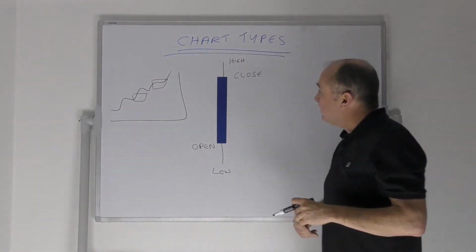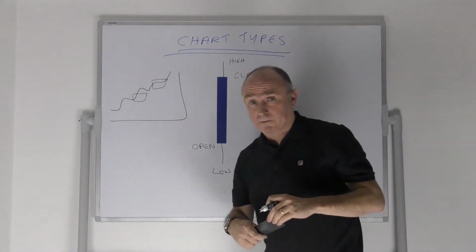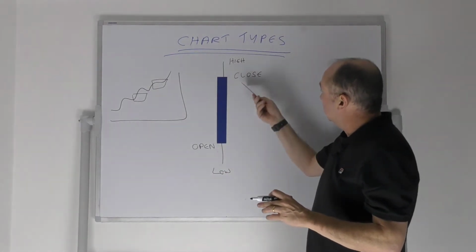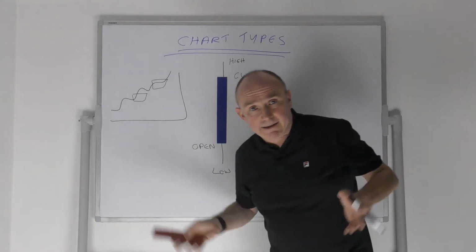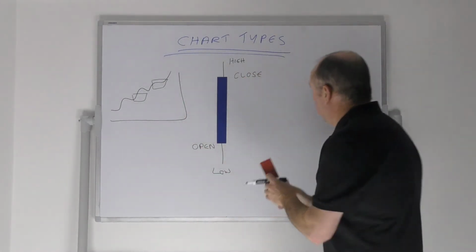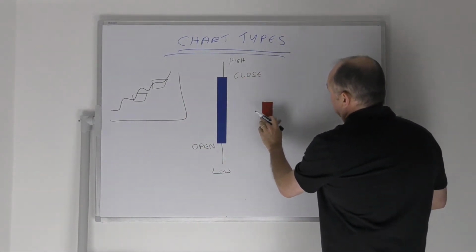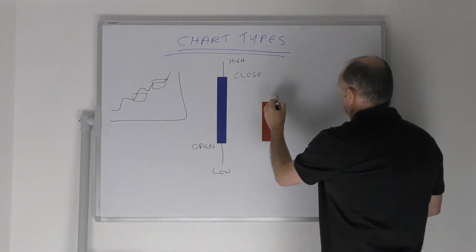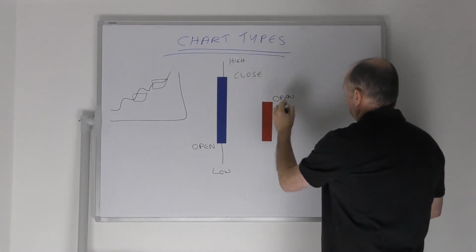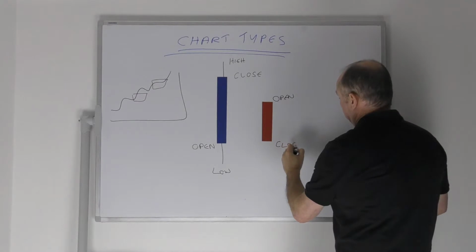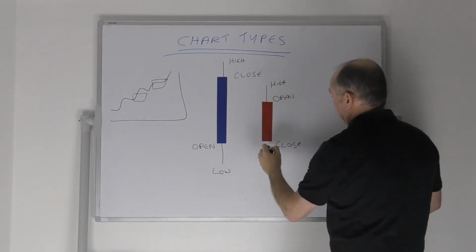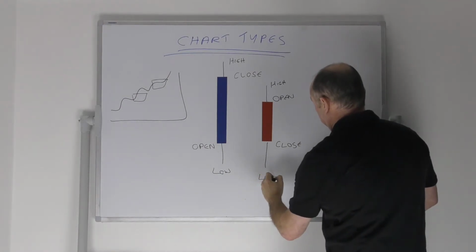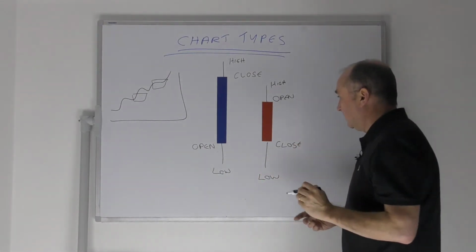So it shows us 5 parts of price action. It shows us the open, the close, the high and the low, and the fact that it's blue indicates prices were moving up. Conversely, if it was a red candle, prices would have opened up here, closed down here, you've got the high possibly up here, and the low with this wick down here shows us the low. Again, 5 bits of information.